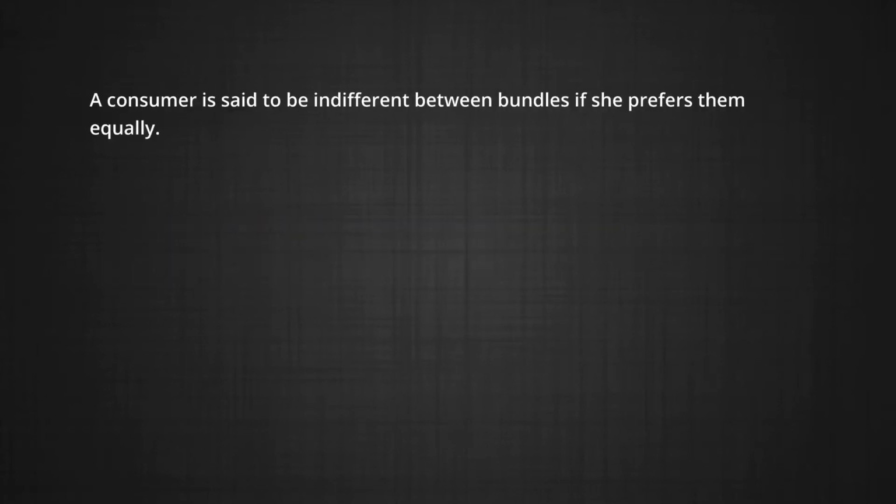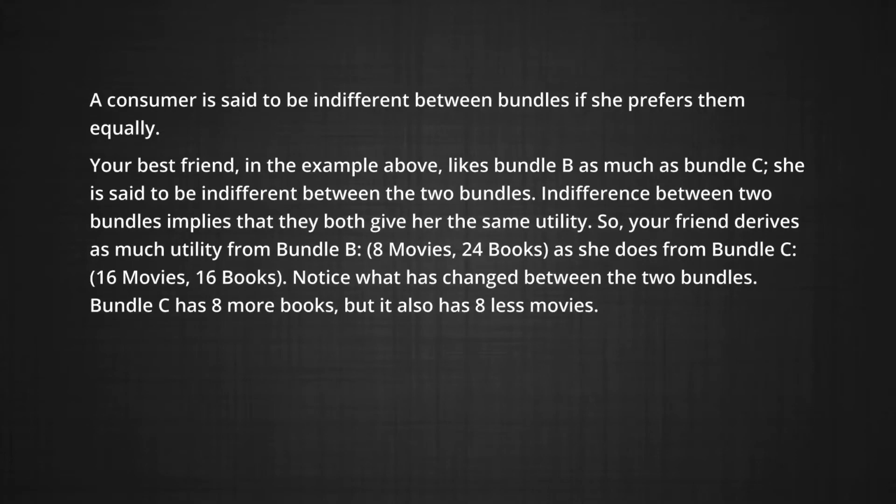A consumer is said to be indifferent between bundles if she prefers them equally. In the example that we discussed above, your best friend likes bundle B as much as she likes bundle C. She is said to be indifferent between the two bundles. Indifference between two bundles implies that they both give her the same utility. So, your friend derives as much utility from bundle B which contains 8 movies and 24 books, as she does from bundle C, which contains 16 movies and 16 books.